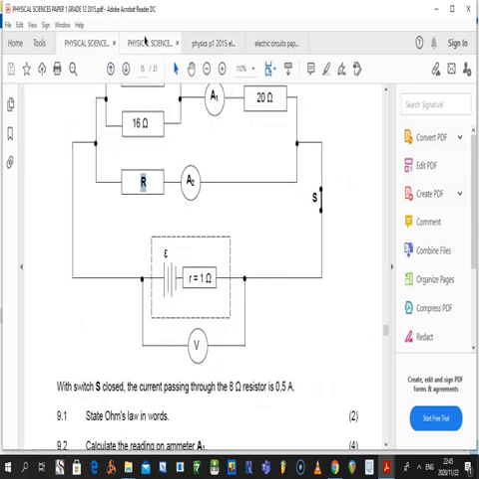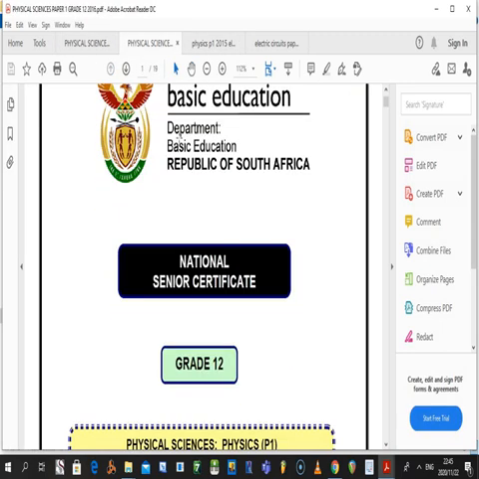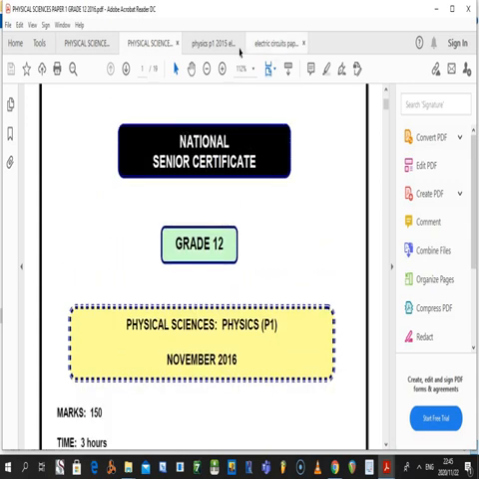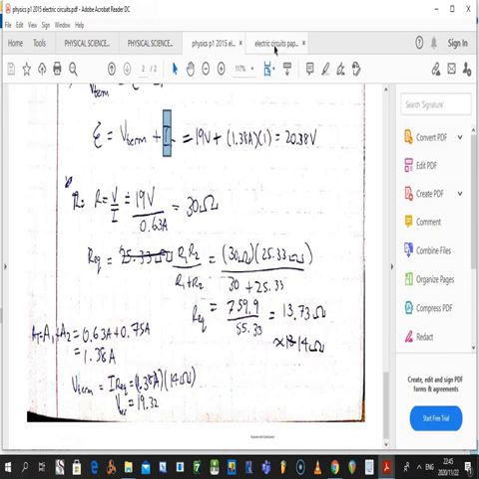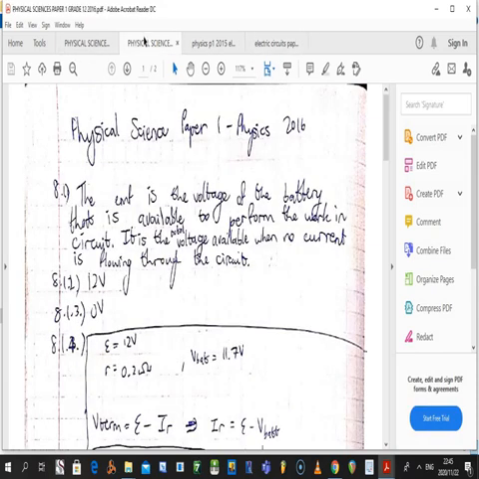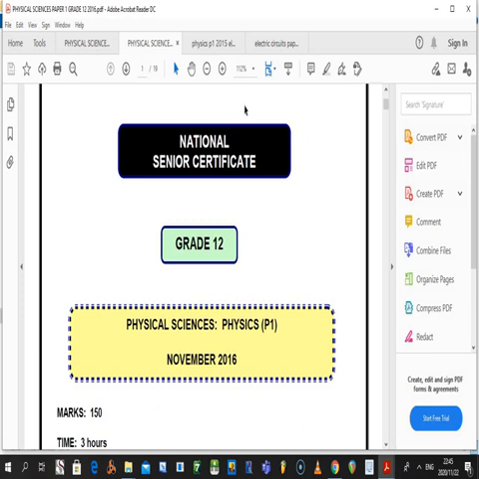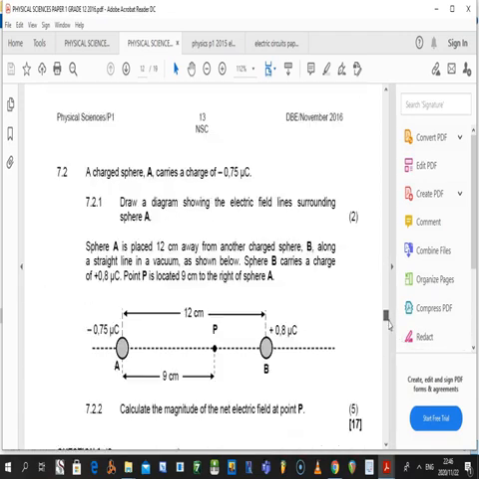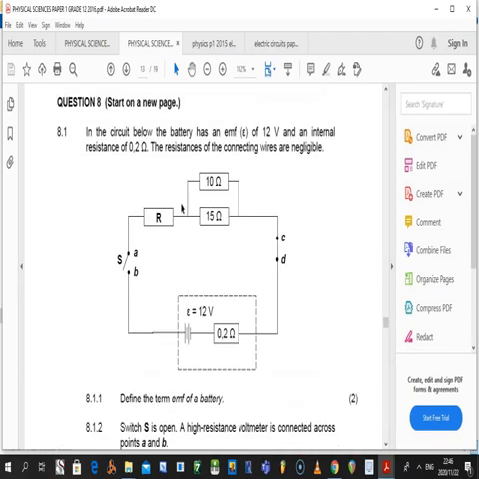Okay, so let's move on to the November 2016 physics paper 1. Let's just run through it quickly. In November 2016, paper 1, electricity was question 8. So let's just rush down to question 8. In the circuit below, the battery has an EMF of 12 volts and an internal resistance of 0.2 ohms. The resistance of the connecting wires are negligible.